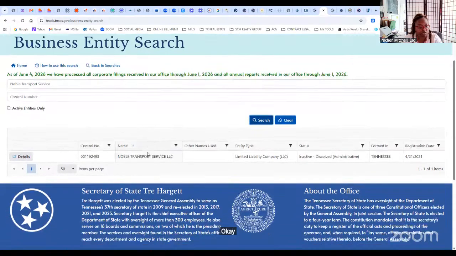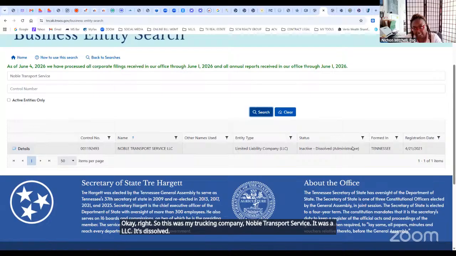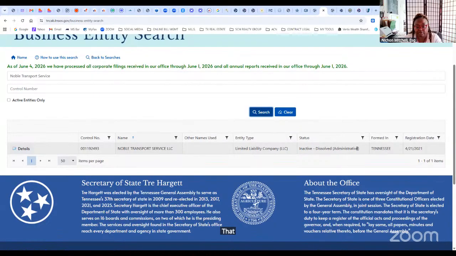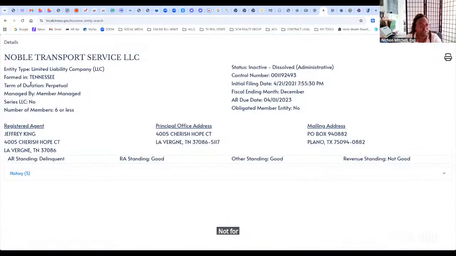Okay, right. So this was my trucking company, Noble Transport Service. It was a LLC. It's dissolved. I'm not operating it anymore. So that gave you the status of it. But you can look up any business. Someone said their business, you have a question about it, you can look it up. I don't know if I have any details. See, that was when I came to Texas, and so this was what I had, but now it's dissolved. So anyway, that's how it works.